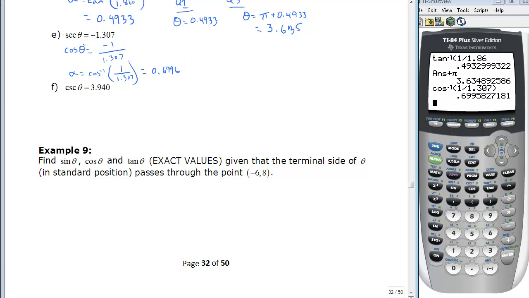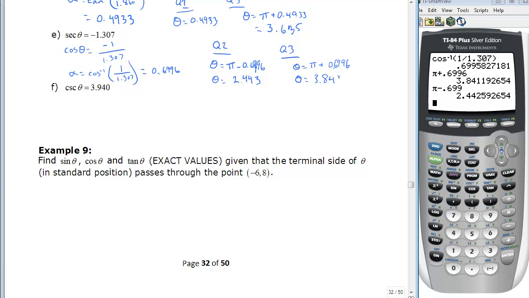Secant negative means cosine negative, and cosine is negative in quadrant 2 and quadrant 3. So again, we're just following the same procedure. Reference angle, quadrants, and then find theta. So in quadrant 2, it's pi minus the reference angle. And in quadrant 3, it's pi plus the reference angle. So in this case, our two answers are 2.443 and 3.841. So those are our two angles there.